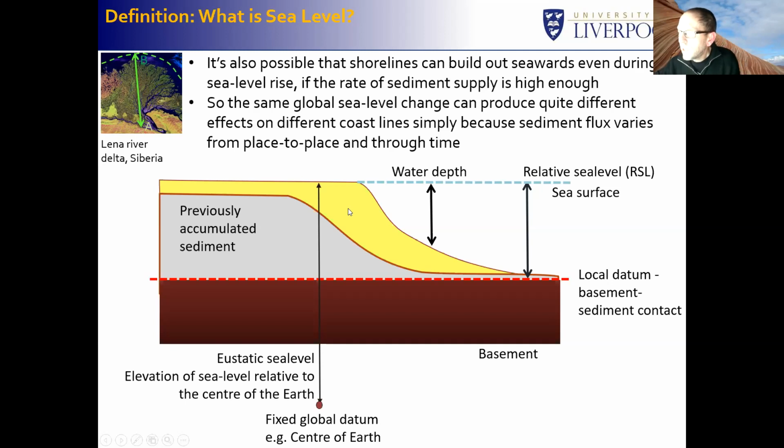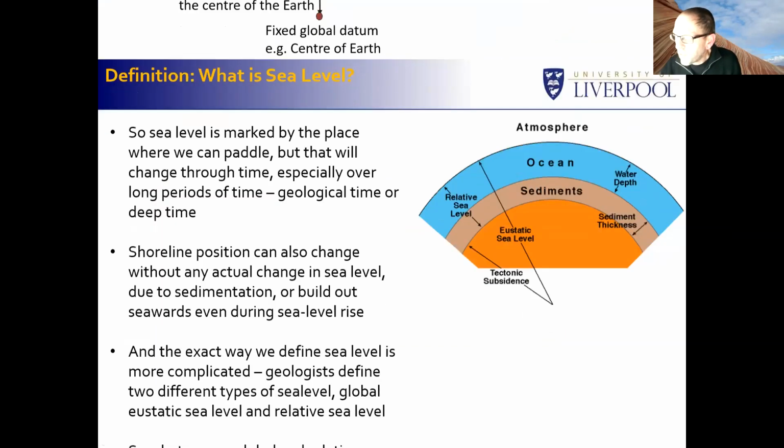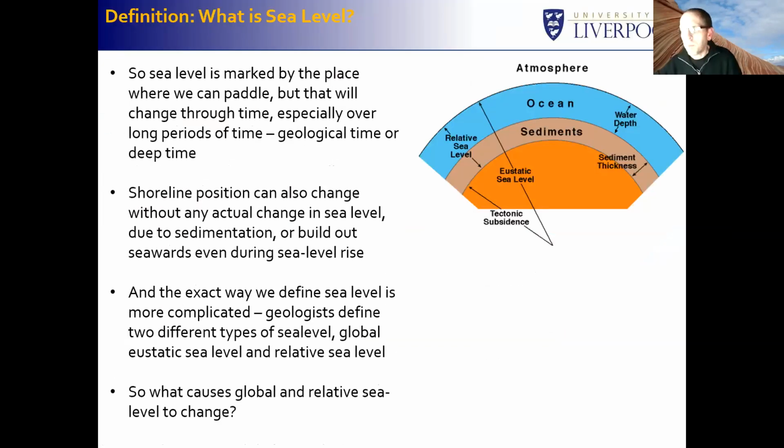Okay. So definitions then, let's just finish this off. Sea level is marked by the place where we can paddle. It's the place where the sea meets the land. It's a bit more complicated in geological time because the shoreline position can also change without any change in sea level just because of sedimentation. And the exact way we define sea level is quite, I wouldn't say complicated, but more complicated than you might first think, because there's eustatic sea level and there's relative sea level, okay? And they're different things, but, you know, related.